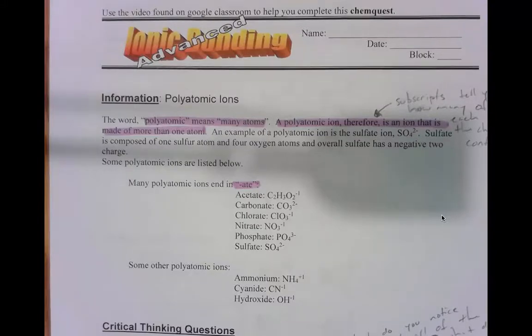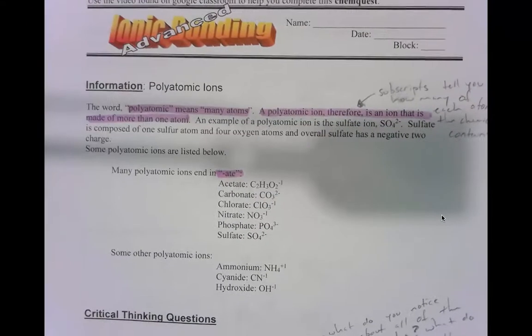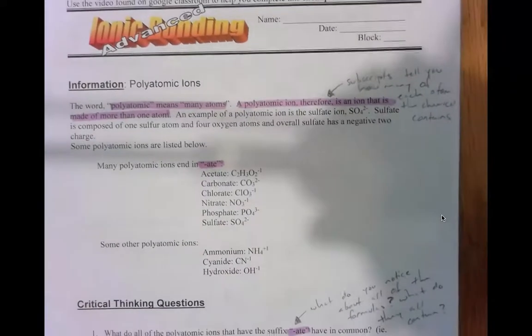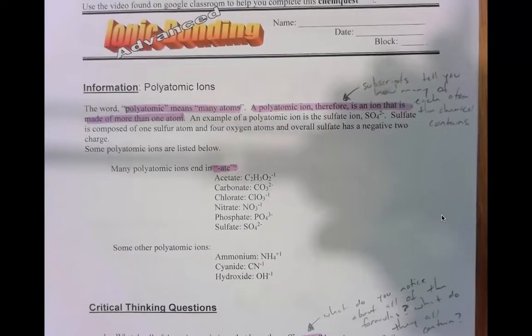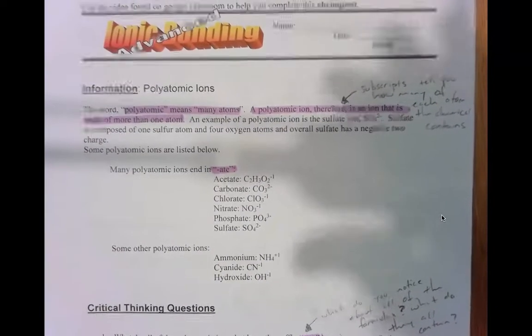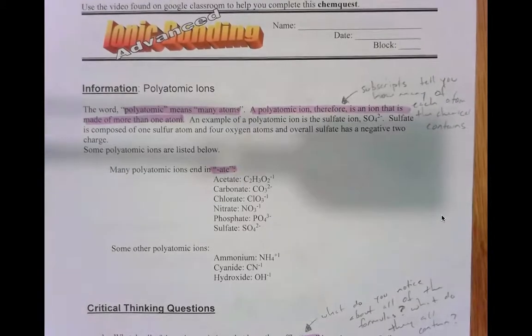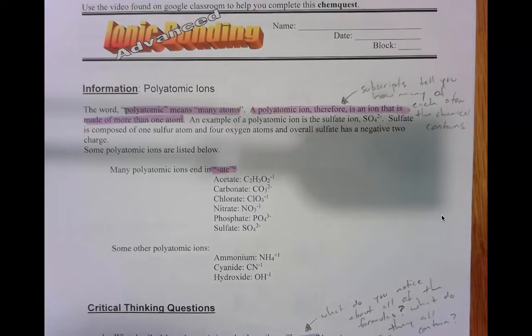Today we are taking a look at advanced ionic bonding. So don't be intimidated by the title. It's still the same two rules for ionic bonding that we learned in the last chemquest with just a few more rules. Or just, we're adding a new trick, polyatomic ions.